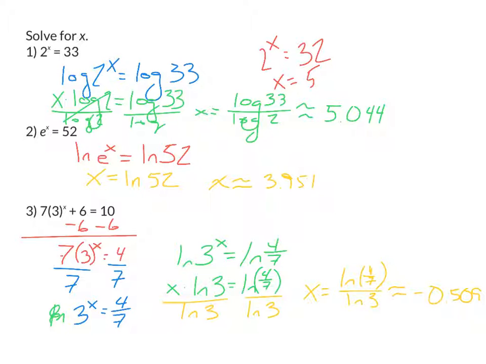0.509. Okay, so that's how you would solve an exponential equation where you have an unknown in the x value or in the exponent. For now, we're done.